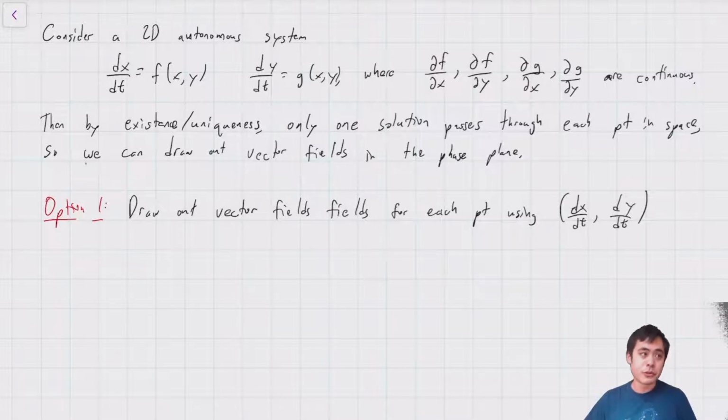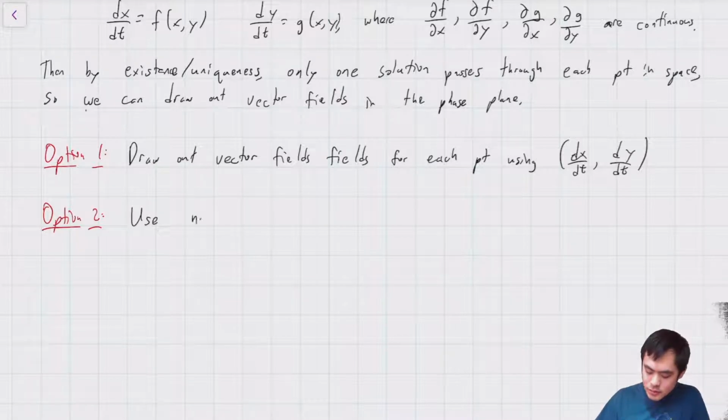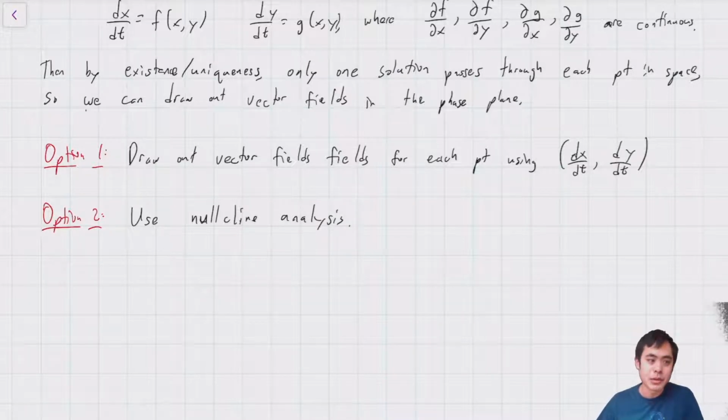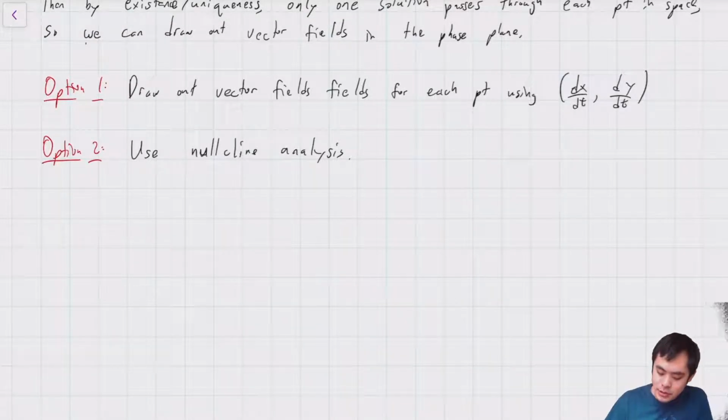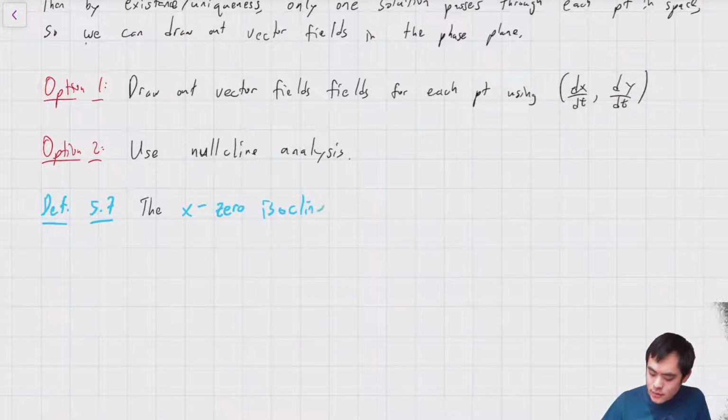Option 2, which is what we're going to focus on today, is what's called nullcline analysis. So let's define this, and then we'll give an example of how this can be applied. So this is definition 5.7 in your textbook. The x0 nullcline, the x0 isocline, also known as the x nullcline.